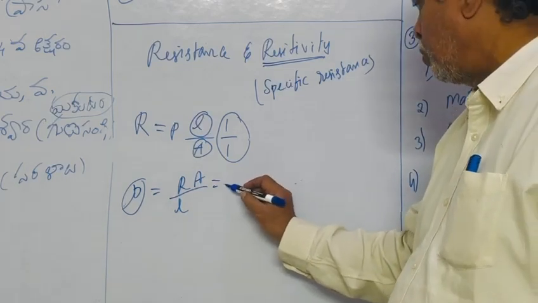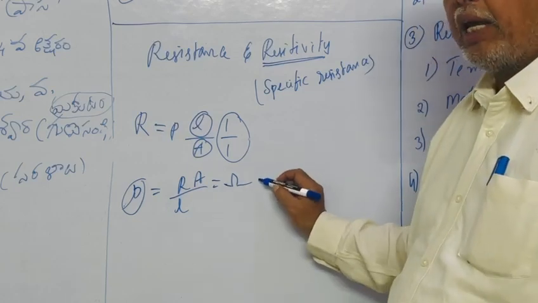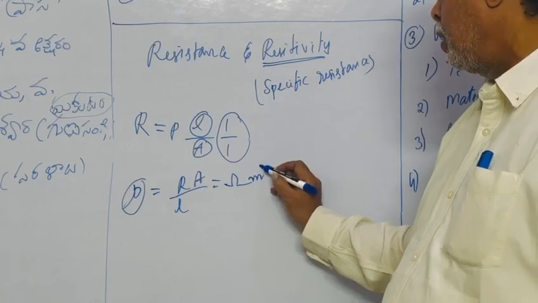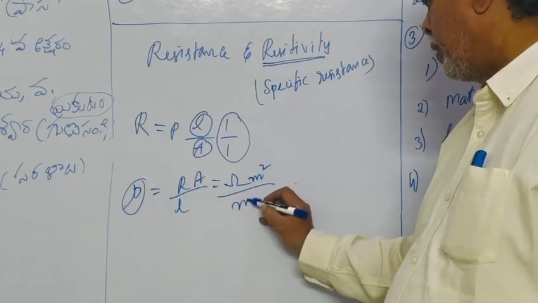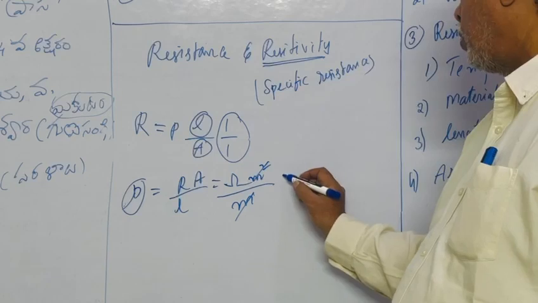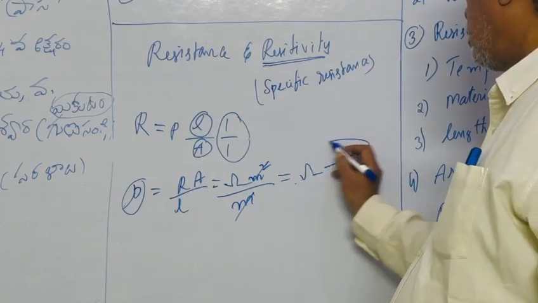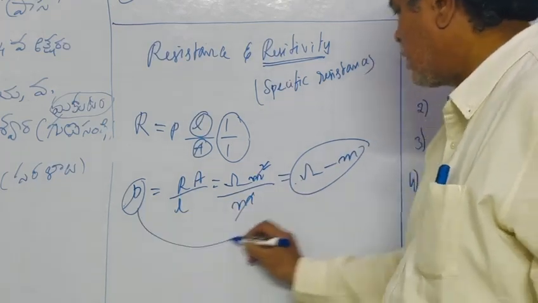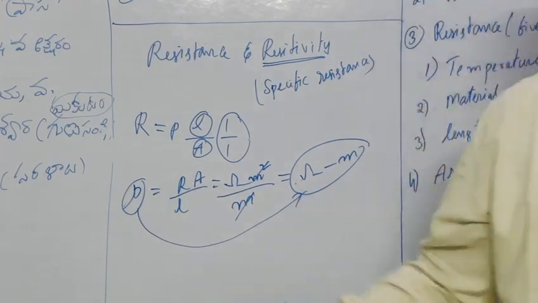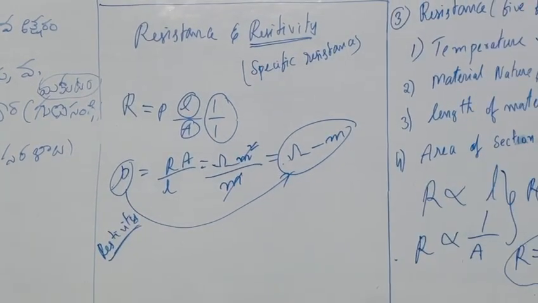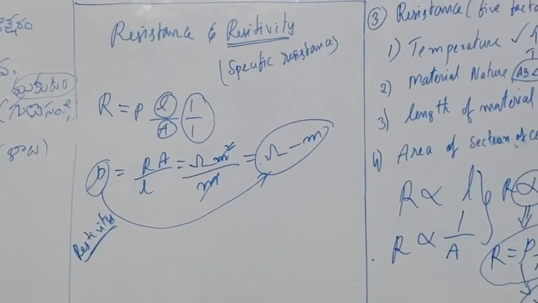R is equal to ohm. Area is equal to meter square by meter. Meter cancels. What is left? Ohm meter is the unit of resistivity. Write down ohm meter. That is ohm meter. In that way we have derived the formula.